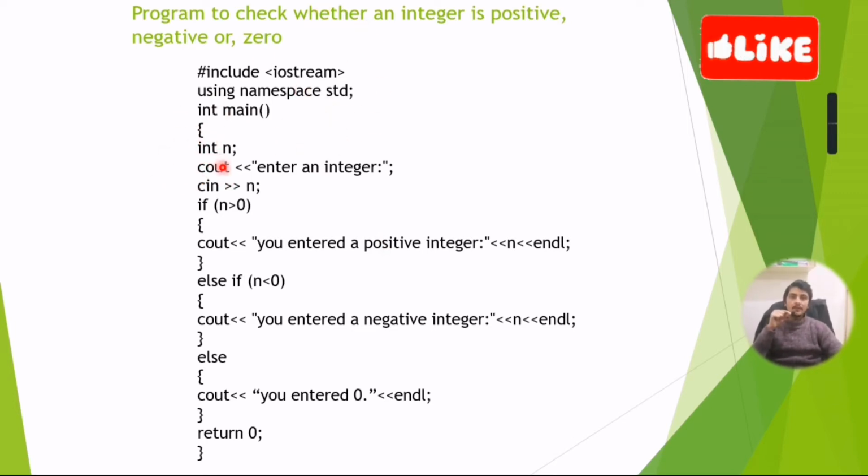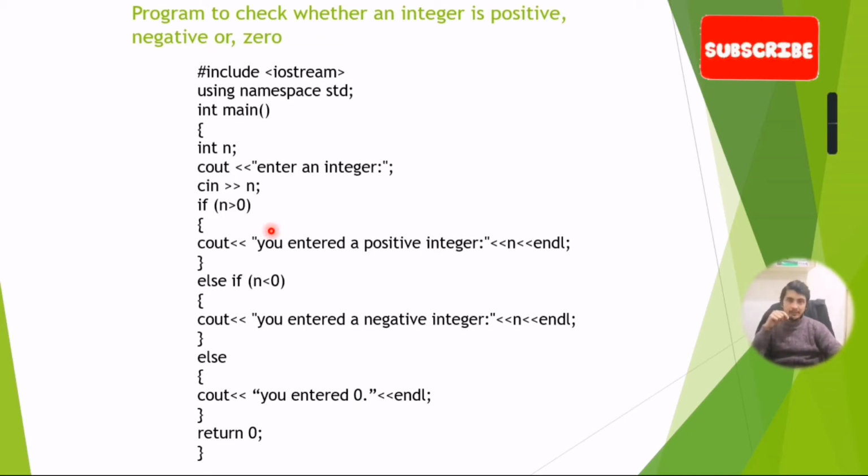After this, int n, cout enter an integer, cin >> n, we are going to put something in as an integer. If n is greater than 0, you entered a positive number. If n is less than 0, you entered a negative integer. Else, you entered 0. Okay, so there are three possibilities.